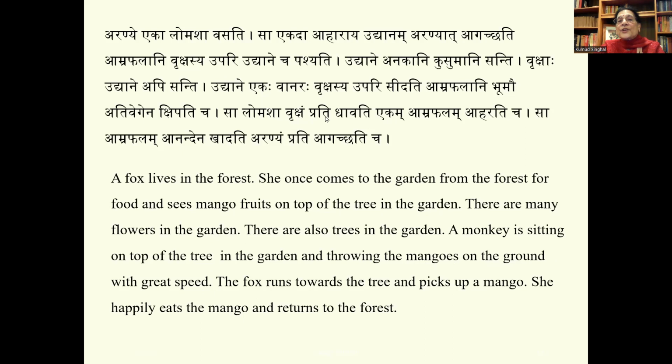Salomsha vriksham pratidhavati. The fox ran towards the tree. Ekam amra phalam aharati. Aharati is picks, and picks up a mango. See here it is ekam because it is amra phalam. Sa amra phalam anandena khadati aranyam prati agachati cha. She happily eats the mango and returns to the forest.